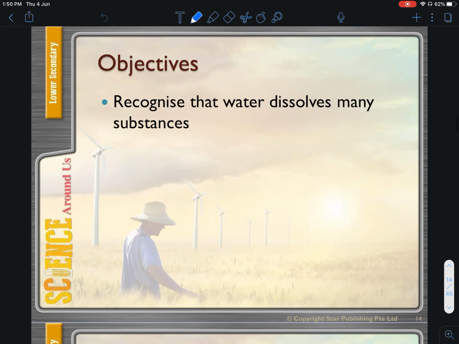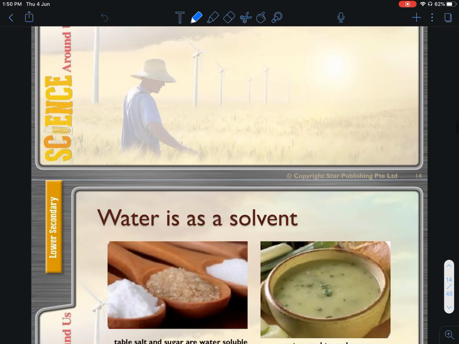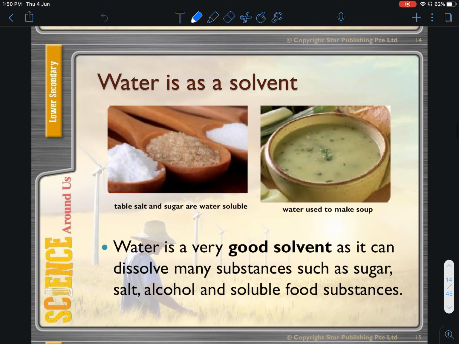So mainly the objective is to recognize that water is able to dissolve many substances, but what makes water so unique that it is commonly used to dissolve a lot of other substances? First of all, water is always recognized as one of the main biological solvents. Water is an example of a liquid, and like we shared in the previous lesson, most solvents are liquid in nature. So water is a very good liquid solvent as it can dissolve many substances.